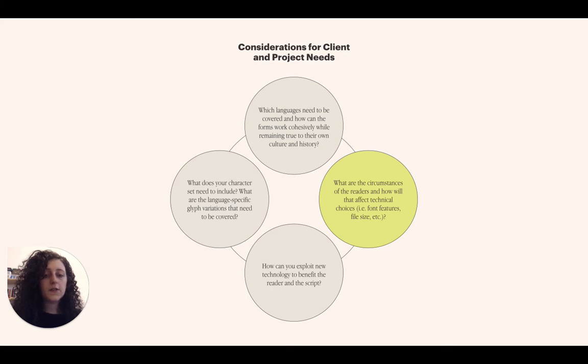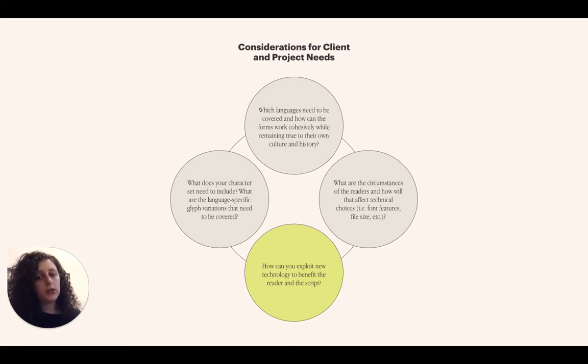Next, what are the circumstances of the readers and how will that affect technical choices, i.e. font features, file size, etc. Don't take your own technological privileges for granted. It's important to recognize the resources available to that particular audience and how your font and typeface can fit into that community effectively and pragmatically. Which brings me to the next question.